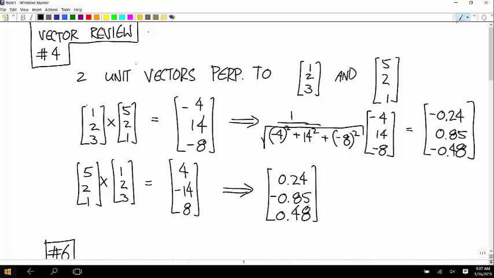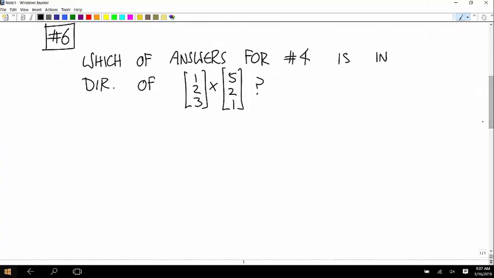So, in my head, what this question is asking is which of those two unit vectors that we've got in number 4 is in the direction of this, and which of those two unit vectors is in the direction of this. So in the direction of this is this one, in the direction of this is this one. It's all very clear inside my head. Any other questions on this?